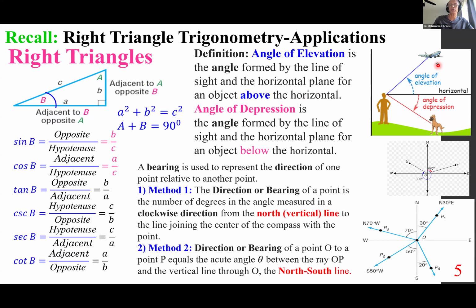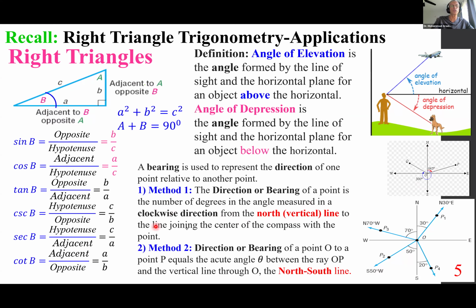Also, a bearing. A bearing is used to represent the direction of one point relative to another point. Method 1: the direction or bearing of a point is the number of degrees in the angle measured in the clockwise direction from the north side. So north, just a clockwise angle. That's all. So just mention the angle.